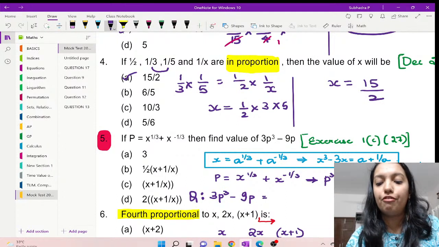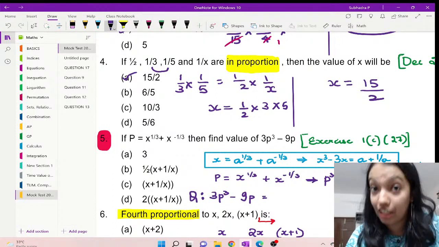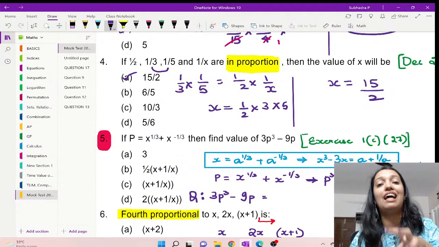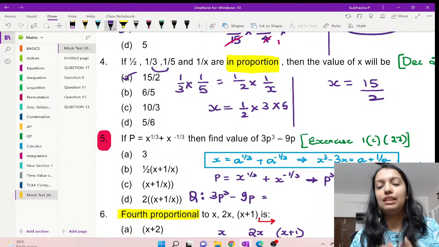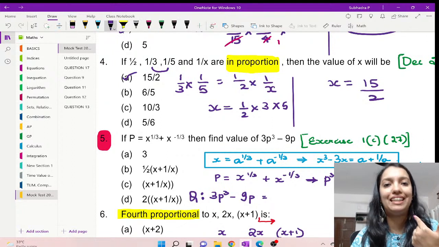Going for fifth question. Now fifth question, most of the students might have left it because the question has a mistake. So this question is very similar to exercise 1C, question number 27.